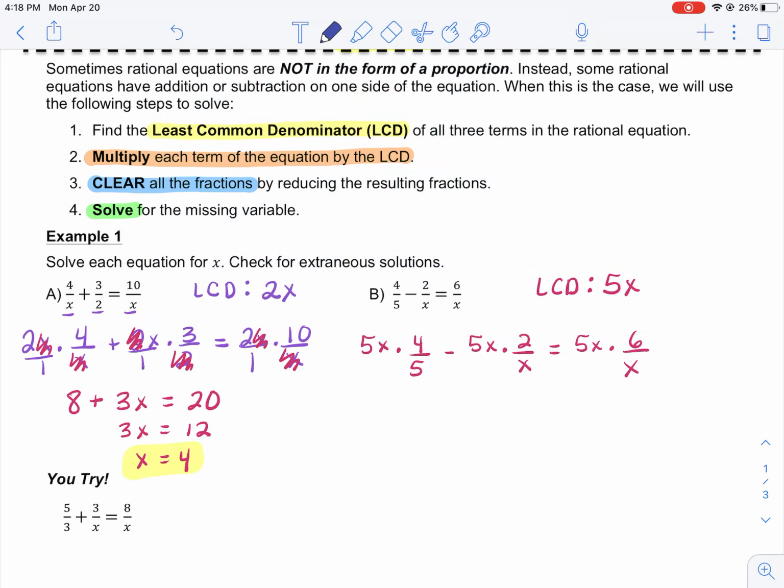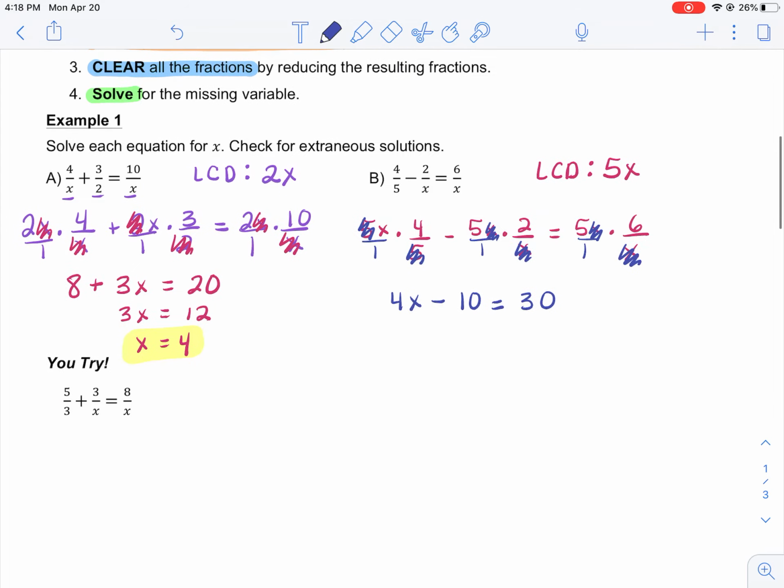And now is where the magic happens. So anything that appears on the top, you can think of this as 5x over 1. Anything that appears on the top and bottom gets canceled out. So the first pair of fractions, I cross out my 5's. I'm left with 4 times x. For my second pair of fractions, I have an x on top and an x on bottom. So I'm left with minus 5 times 2 is 10. Equals, for the third pair of fractions, I have an x on top and an x on the bottom. So I'm left with 5 times 6, which is 30.